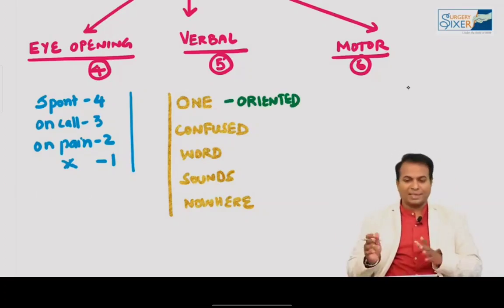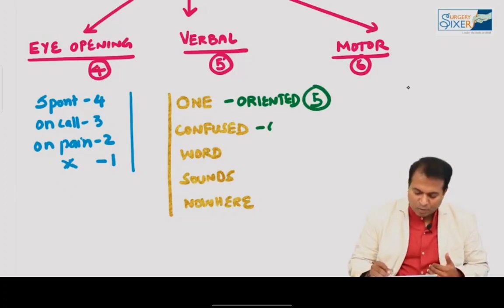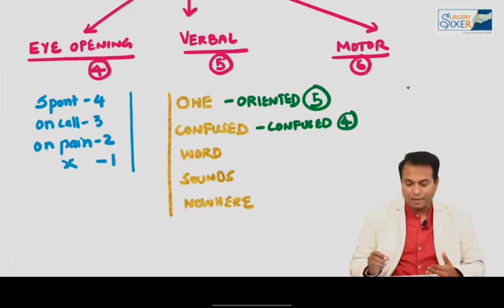Sir, I know where I am, in this hospital. That is oriented. And I know where my house is, etc. That is 5 points. Ramu is confused: "Sir, where am I? What happened to me?" Like that he is confused. And he is using inappropriate words.